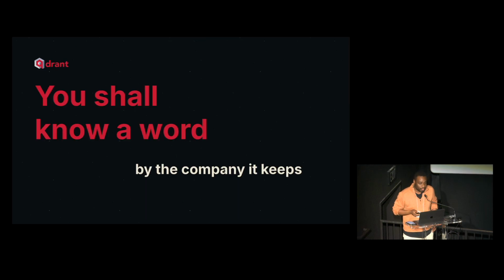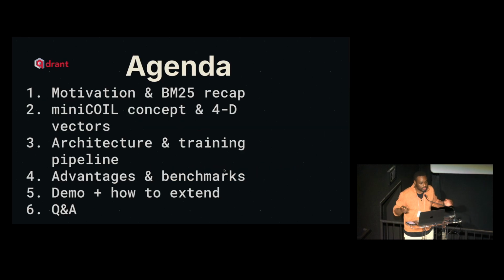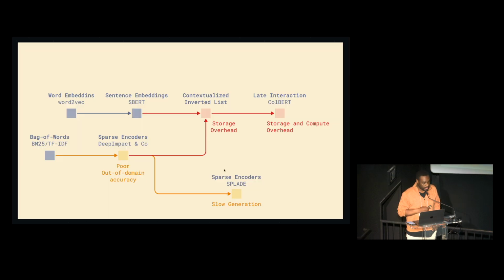So that was my cool, you shall know a word by the company it keeps. The context of the word, of course. And then in terms of the agenda, we're going to talk quickly about the motivation for the project, BM25 recap, because we know and love BM25, explain the MiniCoil concept and the 4D vectors, walk through the architecture training pipeline, talk about advantages and benchmarks. Then I'll walk through a demo, talk about how to extend, Q&A, and get out of here.